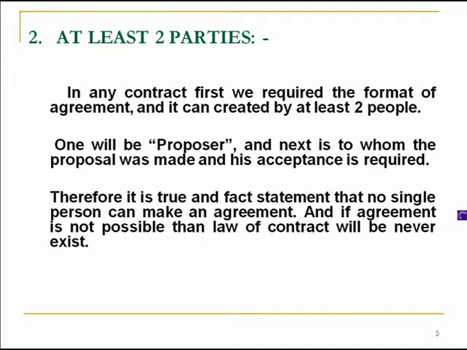And when this proposal is accepted, the proposer is converted to the promisor, and the offeree is converted to the acceptor. Therefore, it is a true and factual statement that no single person can make an agreement, and if an agreement is not possible, then the law of contract will never exist. This is a very true point, because a contract is an extension of agreement only.